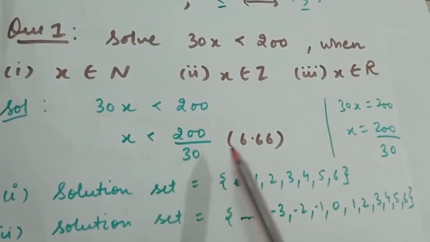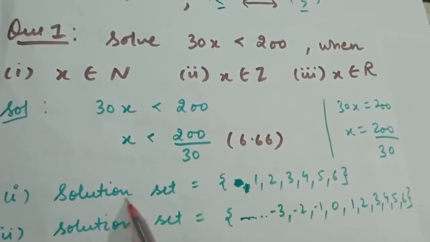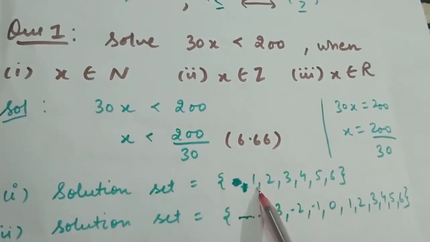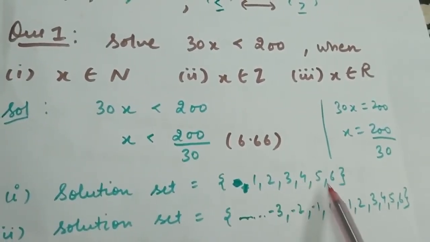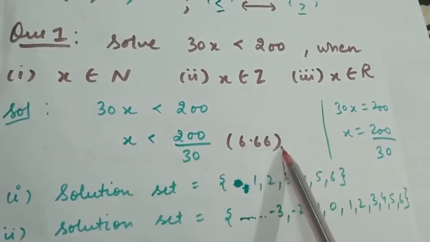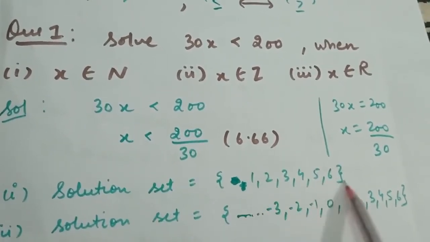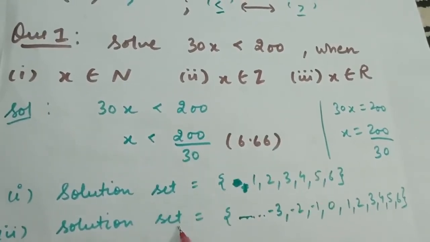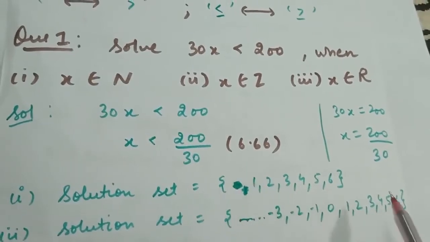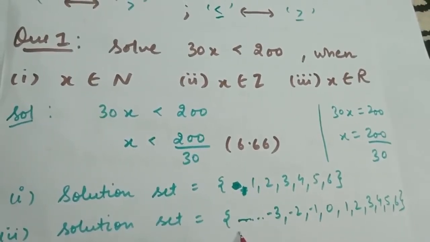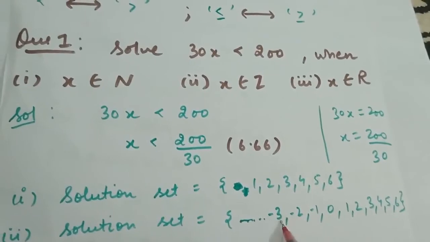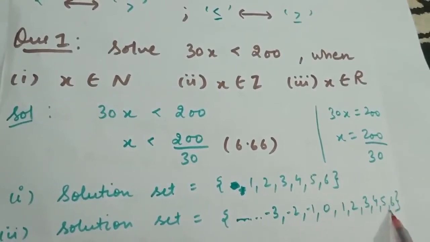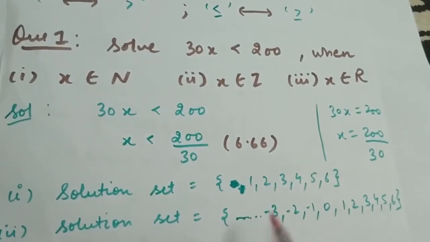So this will be 6.66. So the solution set for x belonging to natural numbers will be x equal to 1, 2, 3, 4, 5, 6. Why? Because x is less than 6.66. So the solution set will be this in natural numbers. For integers, the solution set is less than 6. All the negative integers will be taken. So minus 3, minus 2, minus 1, 0 up to 6 it will go. Right? All other negative numbers will also come.